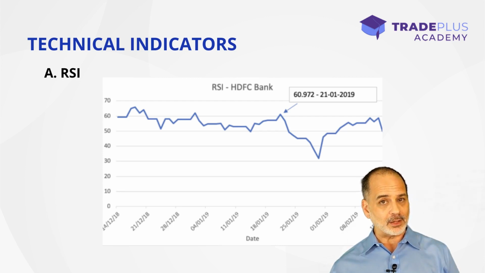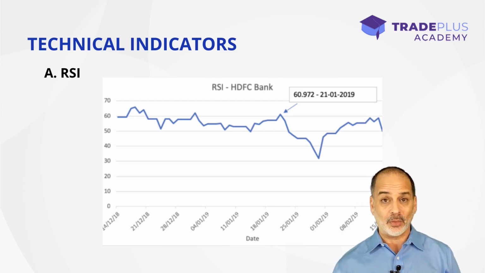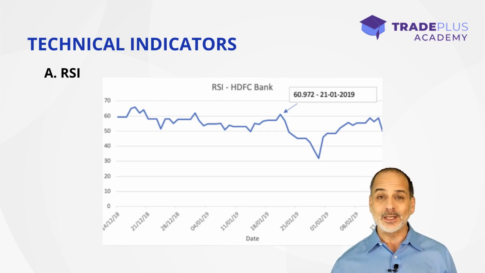Combining with other indicators, you would come to the conclusion that this was the right time to sell this company's stock, and your decision would be confirmed at a later date when you see a massive fall in the RSI value, which reached a low of 30.004 on the 30th of January.